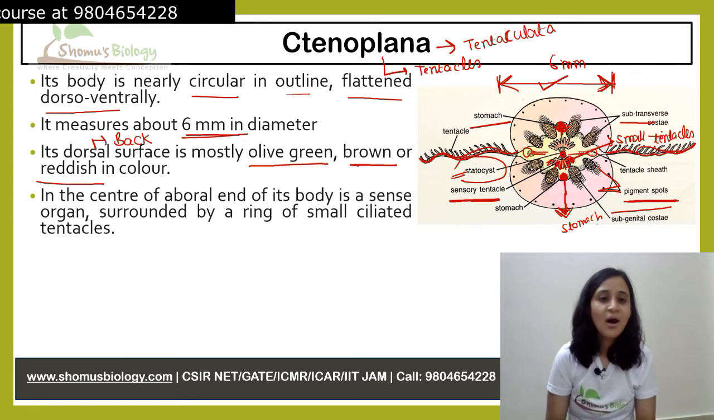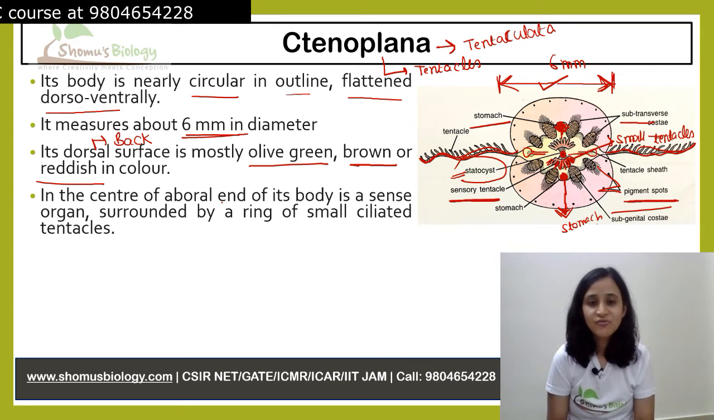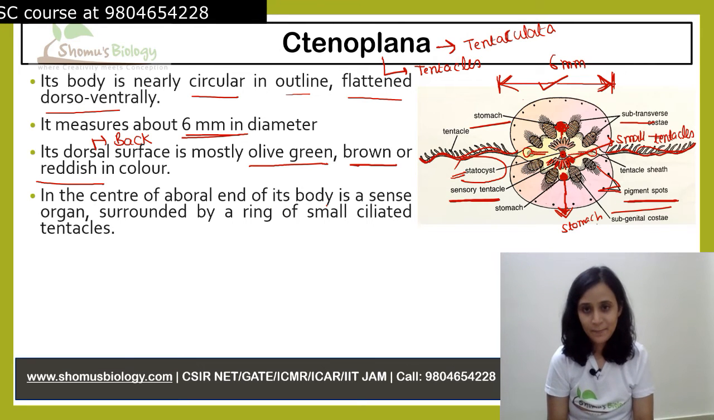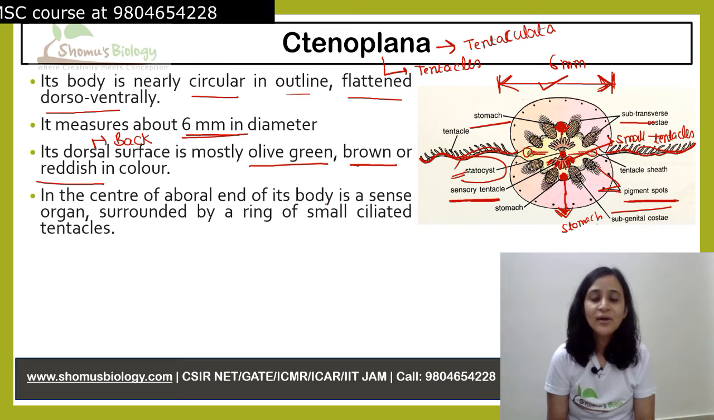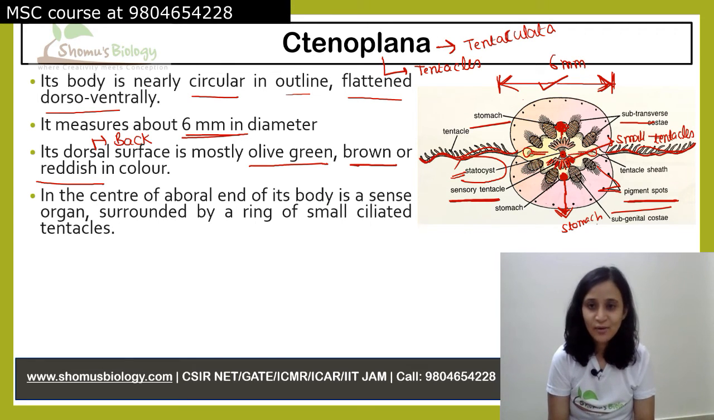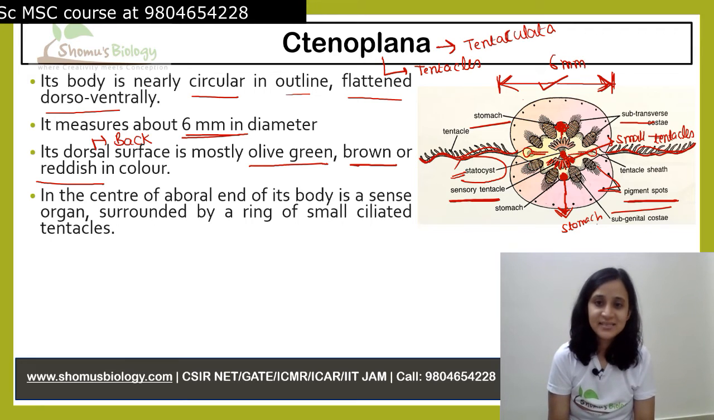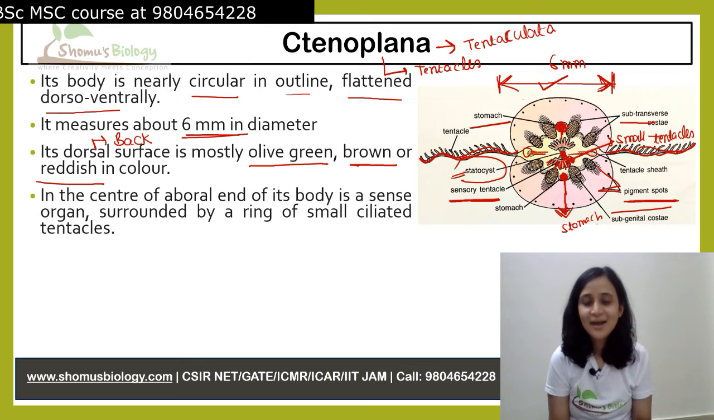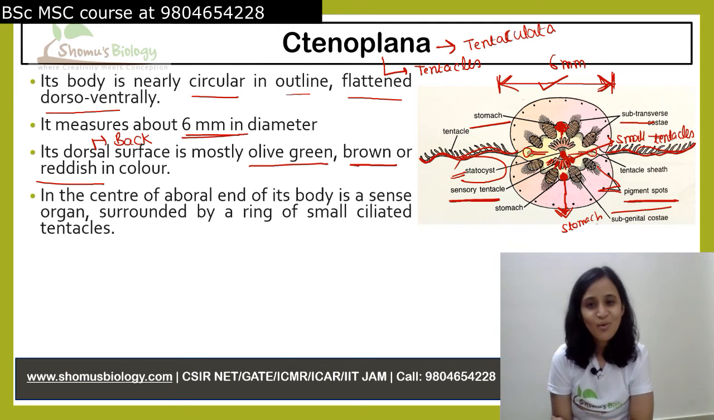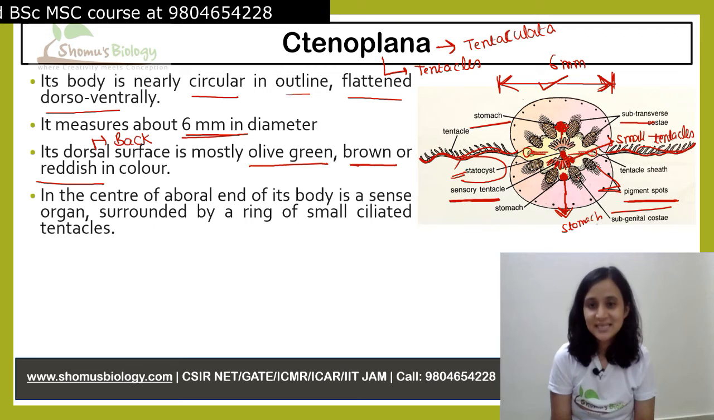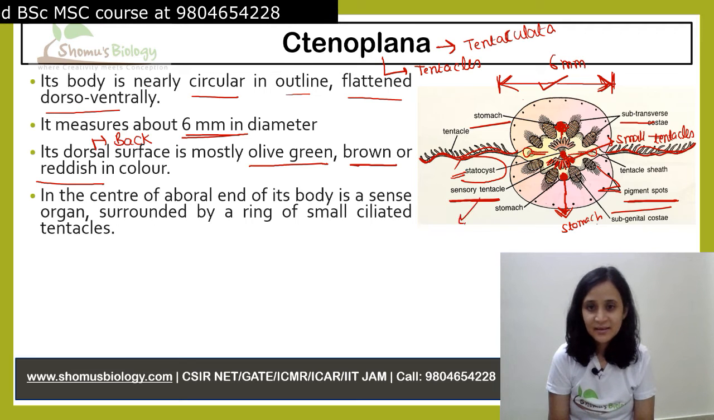Okay, so now we can find in the text that in the center of the aboral end of the body is a sense organ surrounded by a ring of small ciliated tentacles. So we already know that in the central part they have this statocyst, and it is surrounded by some small tentacles, and those tentacles are ciliated.